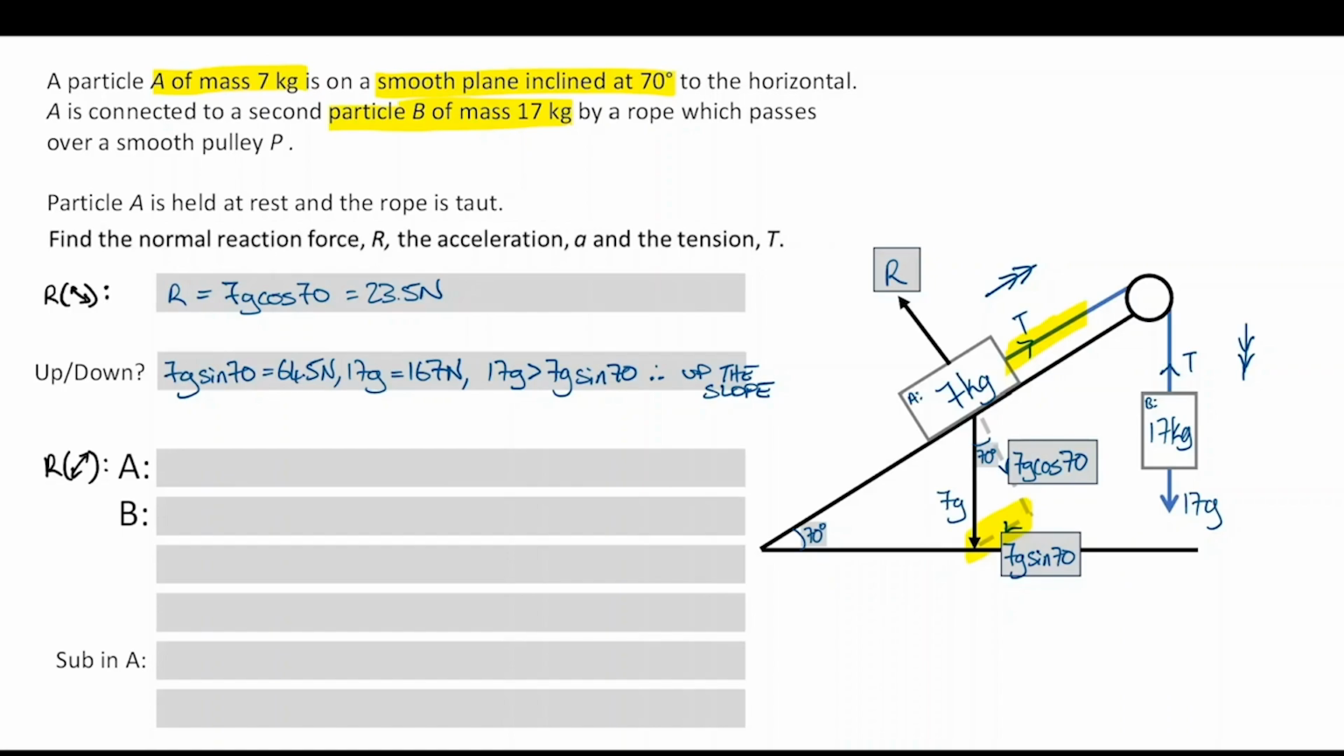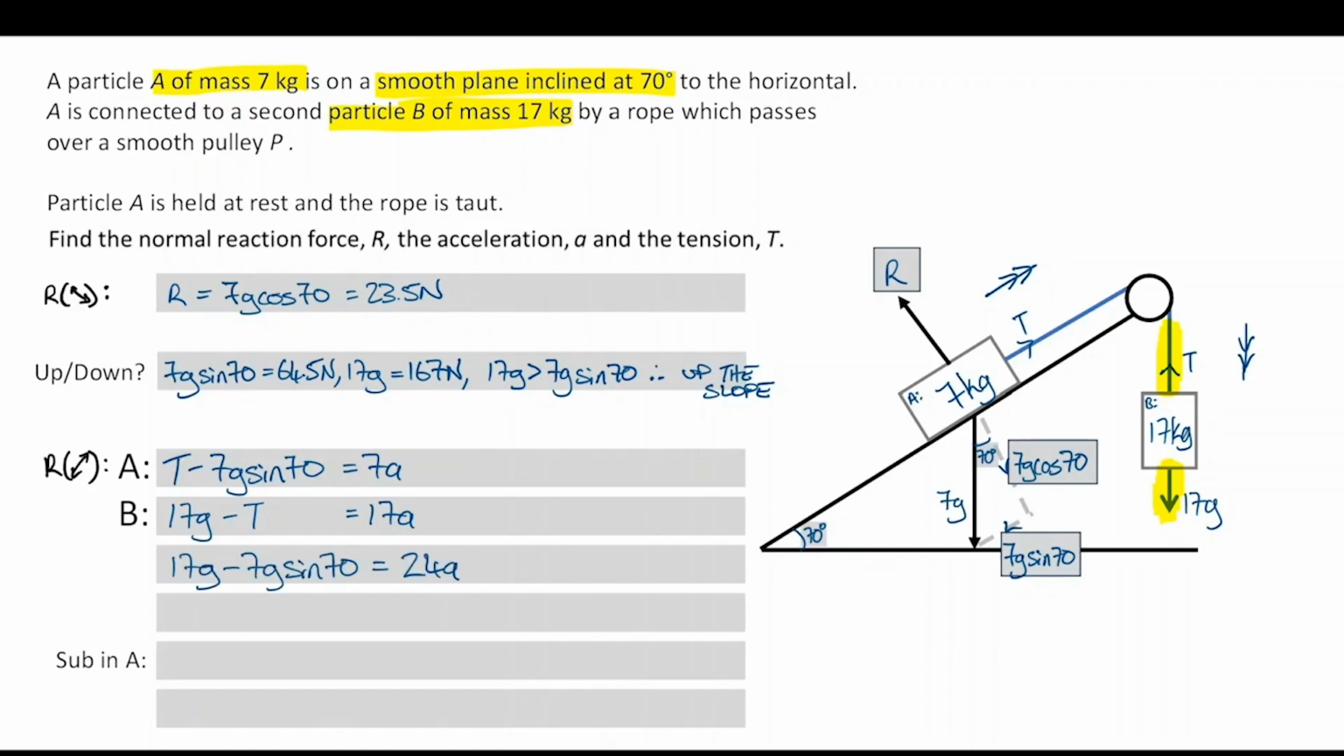So the expression here is F equals ma, that's what we're using. Now T is the positive direction and 7g sine 70 is the negative direction. So we want the resultant force, and we're going to use F equals ma. So the resultant force is going to be T minus 7g sine 70, and that's going to equal 7a. Moving on to B, the two forces in the direction of motion are T and 17g. 17g is the positive, whereas T is the negative. So 17g minus T equals 17a.